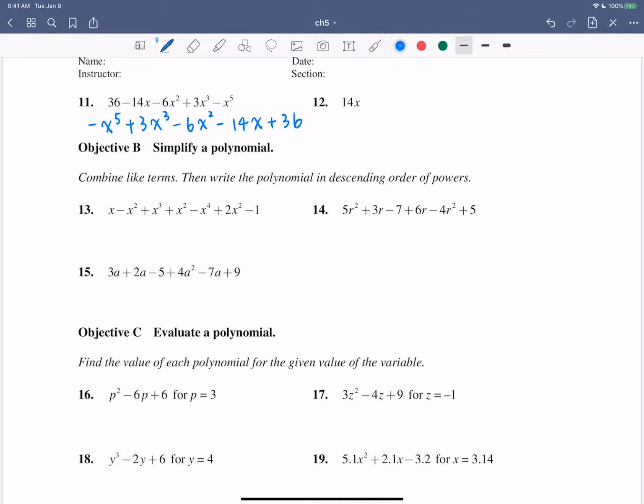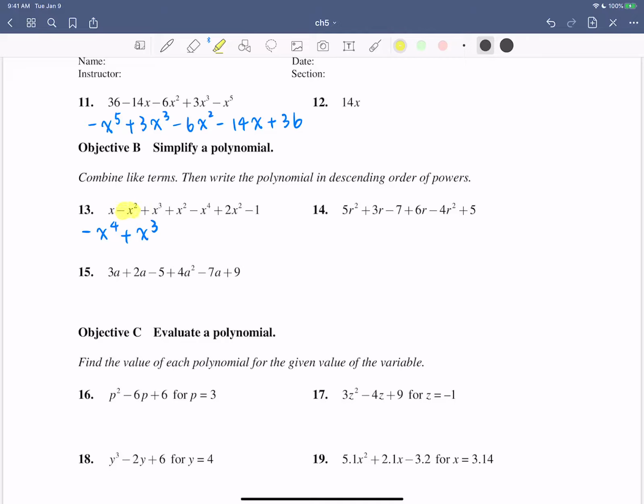I will start with the highest degree. In this expression, the highest degree is 4, and there is only one term that has the 4th degree, so I'm going to rewrite that as negative x to the 4th at the beginning. Next degree is the 3rd degree. Again, we only have one term that has 3rd degree. And then I'm going to look for the 2nd degree. In this case, we do have multiple terms that have 2nd degree.